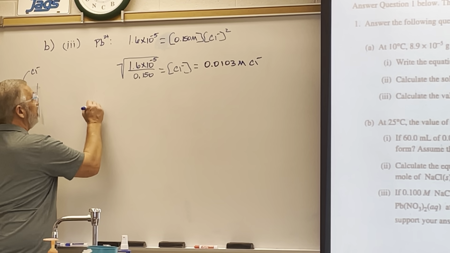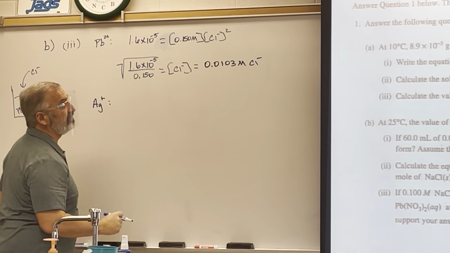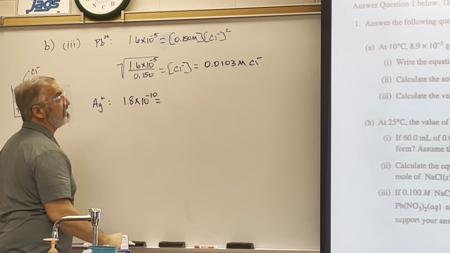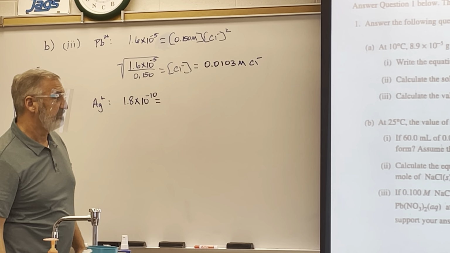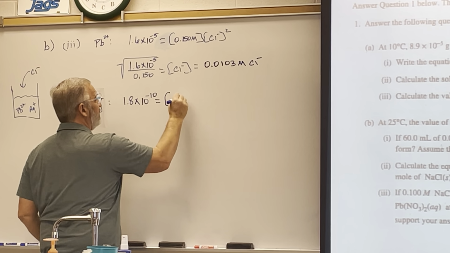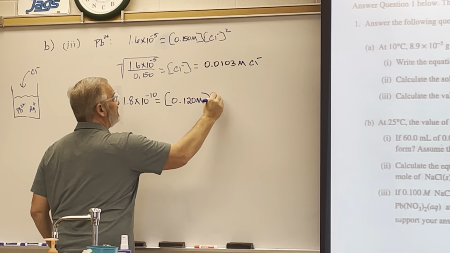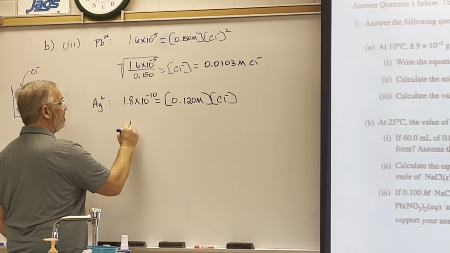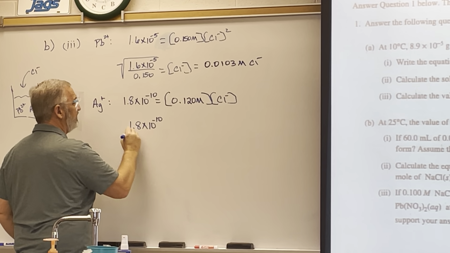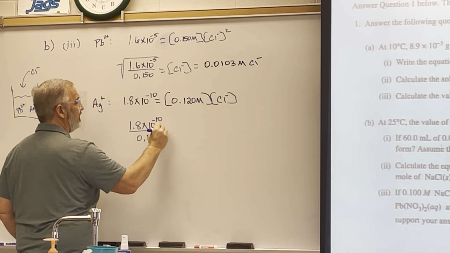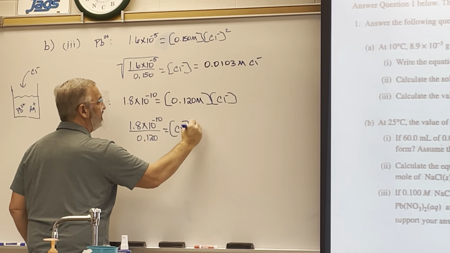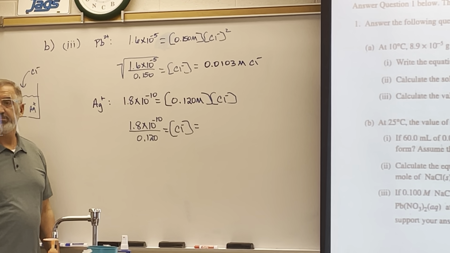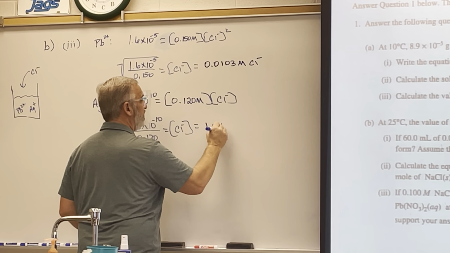I'm going to do the exact same thing for silver. Silver chloride Ksp is 1.8 times 10 to the minus 10, which is equal to my silver concentration, which is 0.12, times my chloride. Now it's just 1-to-1 because it's AgCl. So I just divide 1.8 times 10 to the minus 10 by 0.120, which is equal to my Cl minus concentration here that will cause a precipitate. And that one is 1.5 times 10 to the negative 9.